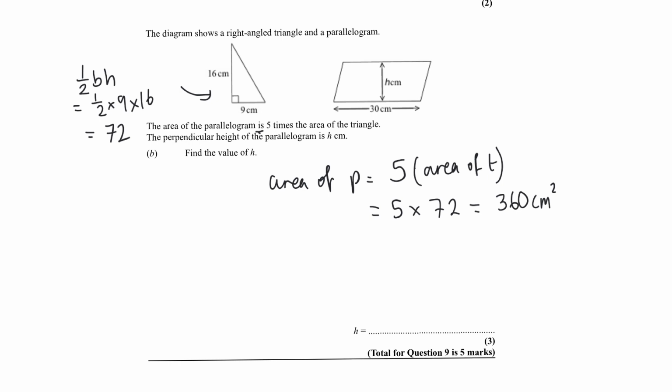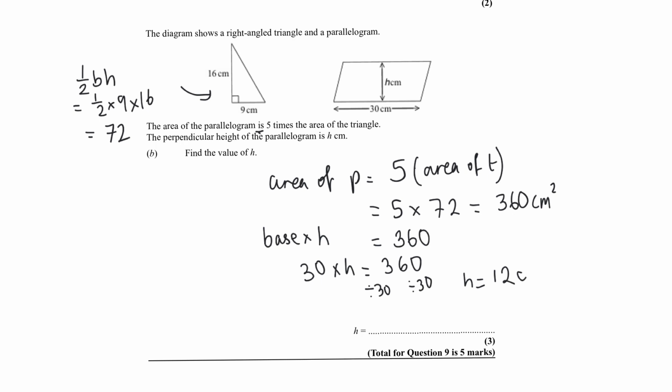So to work out the area of a parallelogram, it's usually your base or your width or whatever you call it, base times your perpendicular height, which is our h, is equal to 360. So because we know the base is 30, 30 times h is equal to 360. So to work out what h is, divide both sides by 30. You would be left with h as 12 centimeters. And that is our perpendicular height.